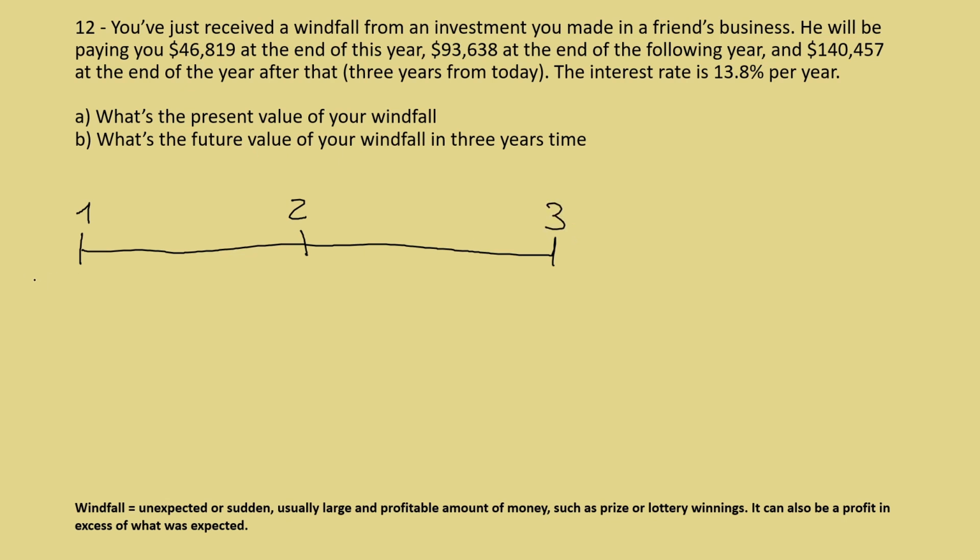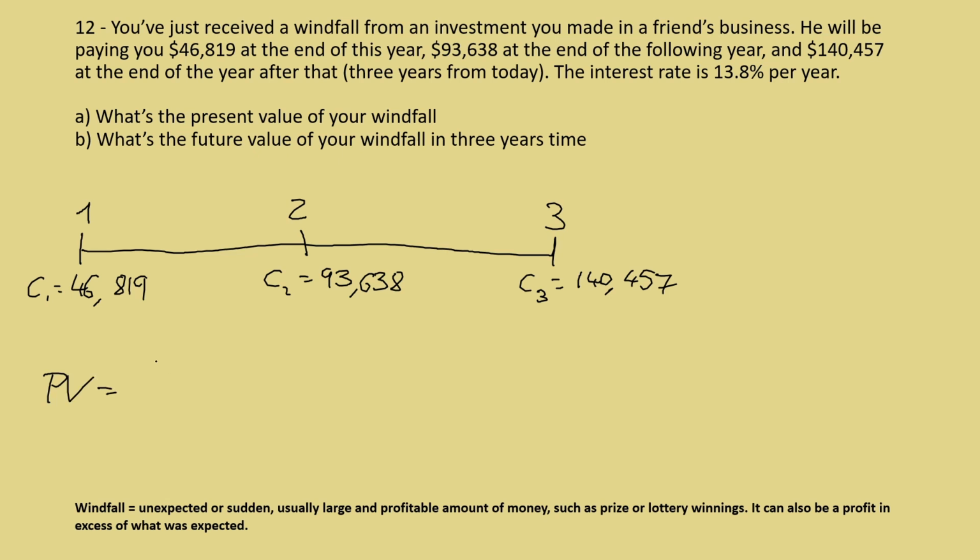And the cash flow, so C1 is equal to 46,819. C2 is 93,638. And C3 is 140,457. Excellent. Now let's use the formula for the present value.